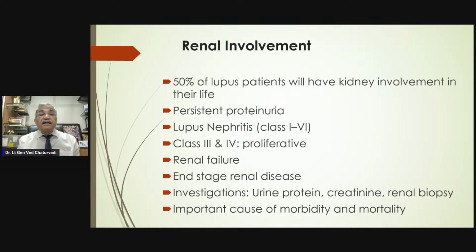So kidney involvement. Now, this is important because the mortality is because of the kidney involvement. About 50% of patients can have it. So if you have 100 lupus patients, a huge number of patients have kidney involvement. Even if somebody has a skin involvement, you must check for proteinuria, you must see whether they have lupus nephritis. And this is based on kidney biopsies, class 1 to class 5, and 3 and 4 are proliferative. That you must remember. And ultimately, it leads to kidney failure and end stage renal disease.